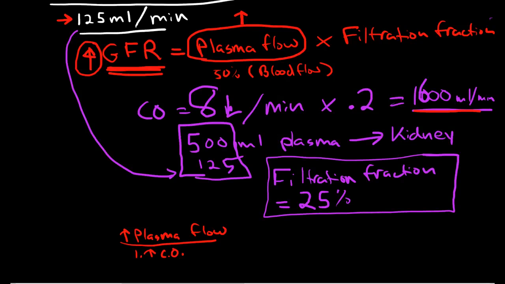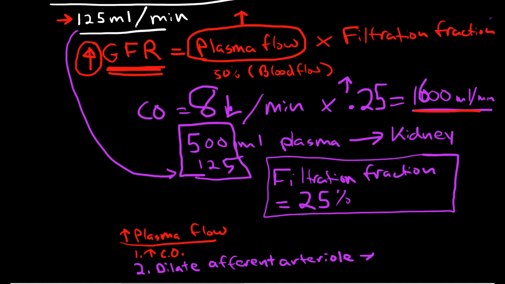Now also, the other thing we can do is increase the fraction of blood flow that's going to the kidneys itself. So we can increase this from 0.2 to maybe 0.25. How would we do this? Well, we would dilate the afferent arterioles throughout the kidney. And dilating the afferent arterioles would increase blood flow to the kidney, so that would again increase the blood flow to the kidney considerably.